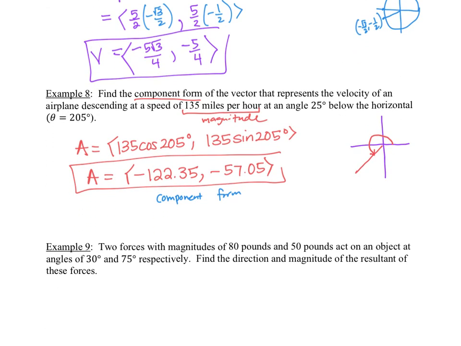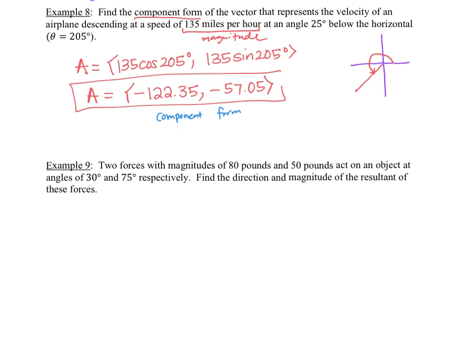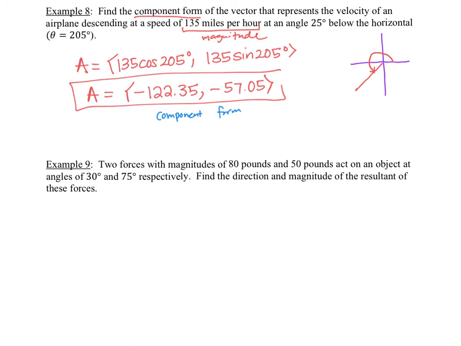Okay, we're going to do one last example to start getting introduced to applications, which is what we will be doing more of in the future. We often use vectors when there's more than one force acting on an object or acting on each other. So for example 9, it says two forces with magnitudes of 80 pounds and 50 pounds act on an object at an angle of 30 degrees and 75 degrees respectively. Find the direction and magnitude of the resultant of these forces.